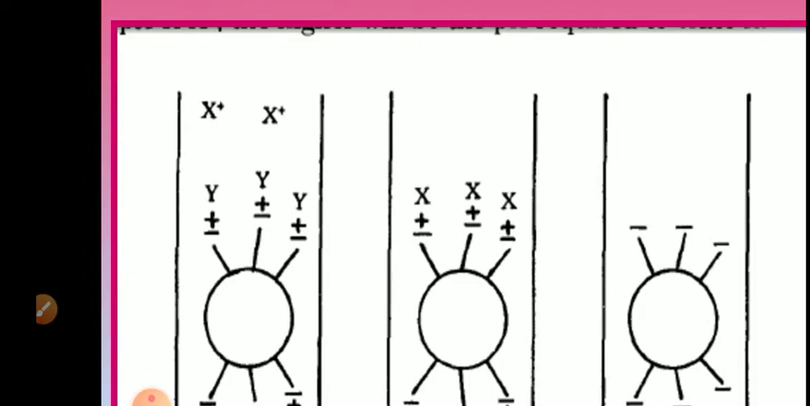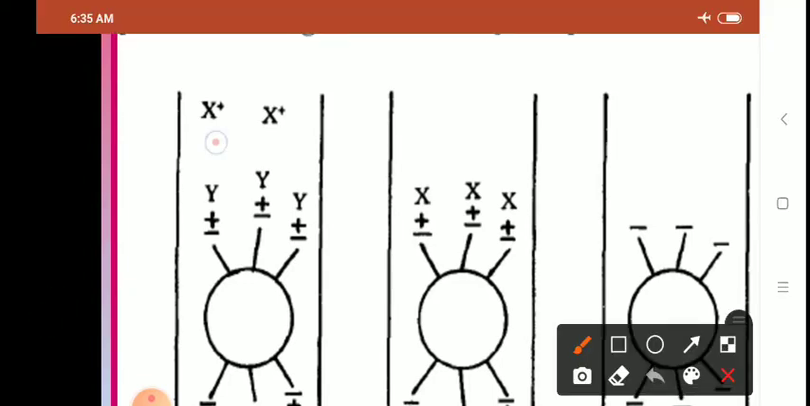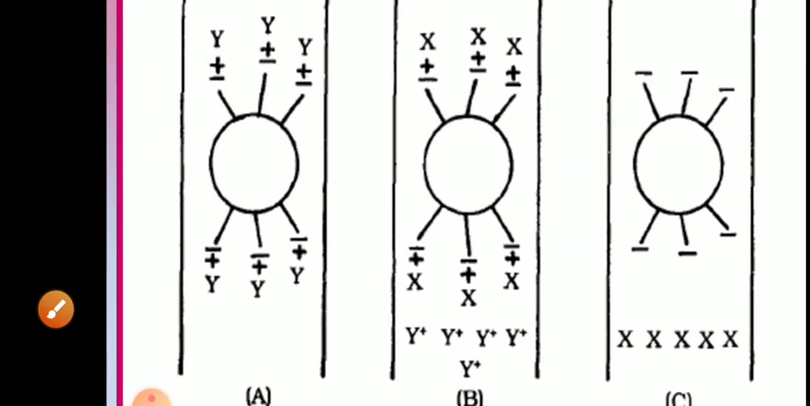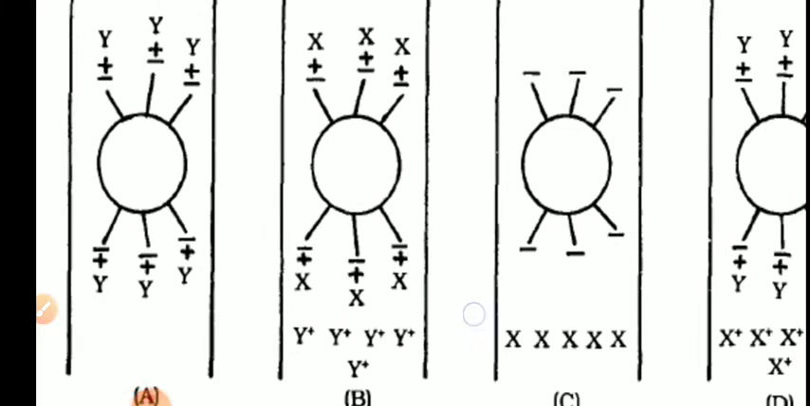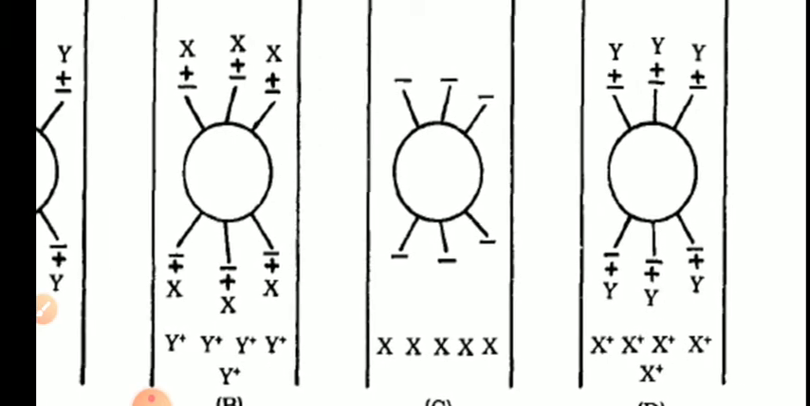The sample contains X plus molecules. So what will happen? When you add it into the column, the Y plus will be replaced by X plus. That means the sample ions, the component present in the sample X plus, have exchanged with Y plus, and Y plus is removed. So the component of your sample which you wanted to separate, X plus, is now retained in the column.